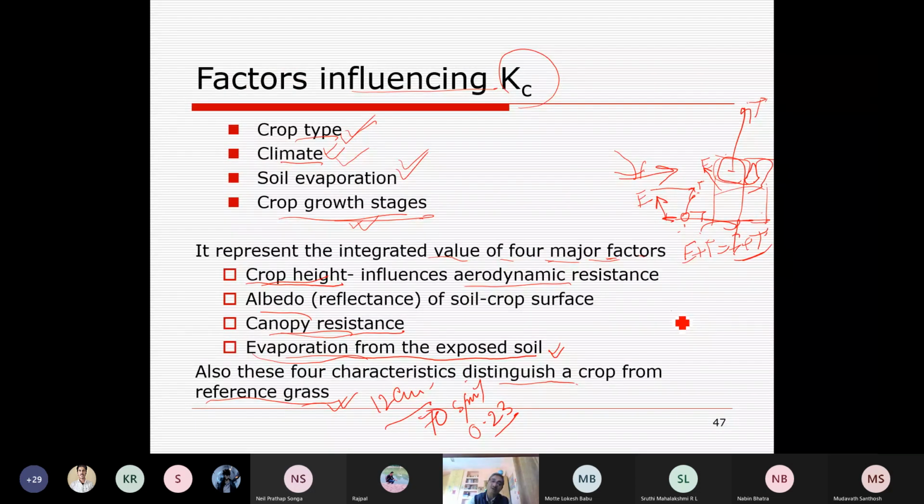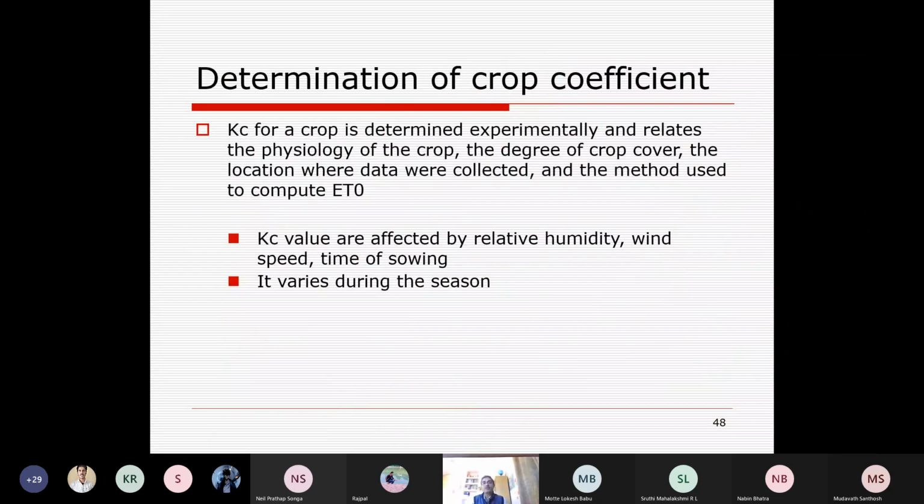So you have learned what is ET, what is evaporation. We are simply multiplying by the Kc to find out the ETc, from the reference crop ET, that is ET0. We multiply by Kc to find out ETc, that is ET crop. Now determination of crop coefficient Kc is an important task.